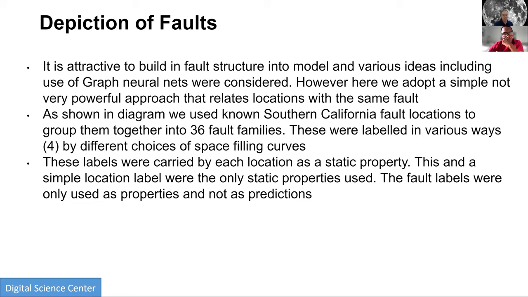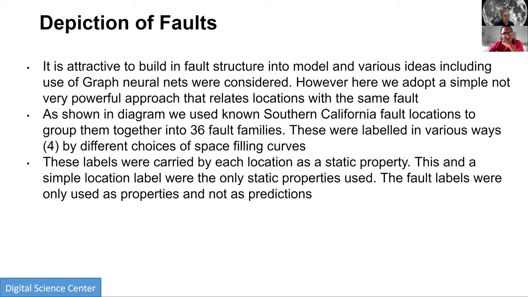But at the moment we are doing a rather modest use of faults. Although it took us a long time to find those families, I spent a couple of weeks doing it, and I'm disappointed that we couldn't do anything better than we did.